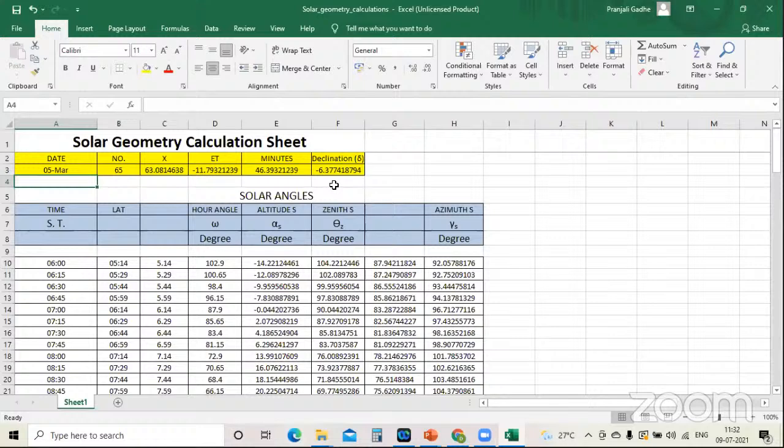You have to make use of those formulas, and you can easily find out the solar position at a particular time. So you can see that the standard time is given. This is the apparent time. And based on that, at that time, you can find out where the position of the sun is. That is, what the hour angle, the altitude angle, the zenith angle and the azimuth angle of the sun are. So accordingly, we'll directly get the values. So we can make a simple program for this.